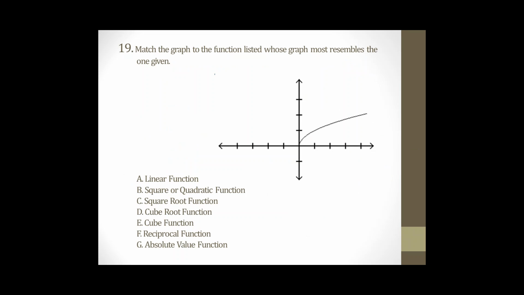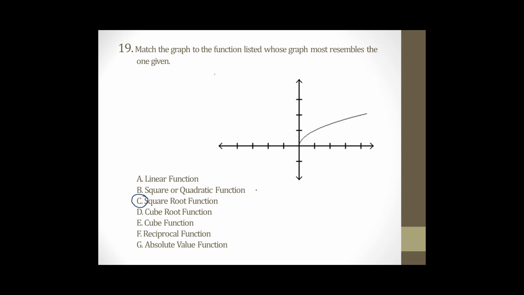Let's look at 19. Match the graph to the function listed whose graph most resembles the one given. So it's going to be really helpful for you to have an idea of what these parent functions look like. This particular graph here actually models the square root function. That's answer choice C.